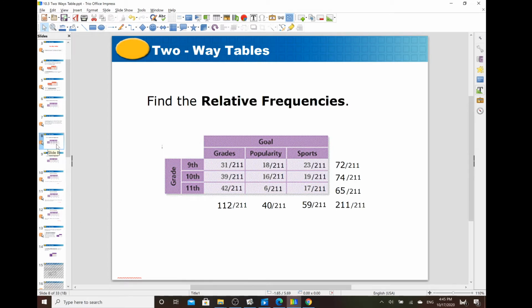Basically it's just like this: 31 over 211, 18 over 211, 23 over 211, and the rest of that, so on and so forth. Then you come up with the decimal. For the total of the first column, that'll be 0.53. Popularity, 0.19 total. Sports, the third column, the total would be 0.28. Once you combine the row here, it always adds up to 1. The same thing happens with the column.